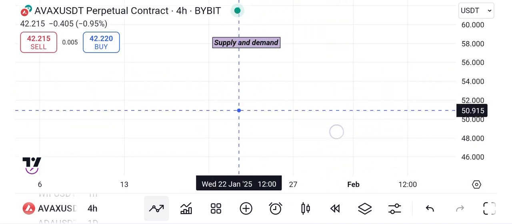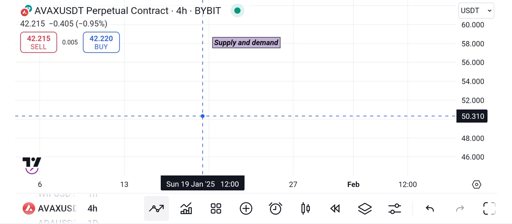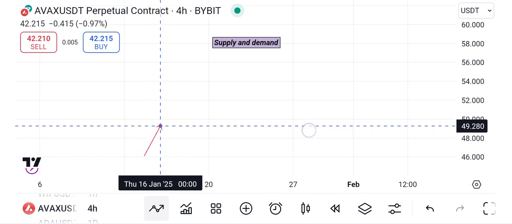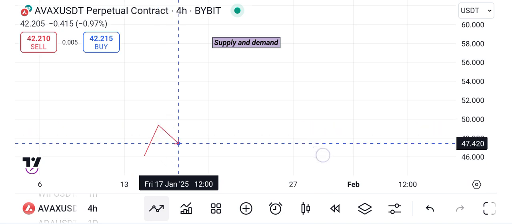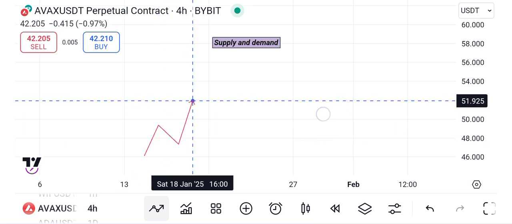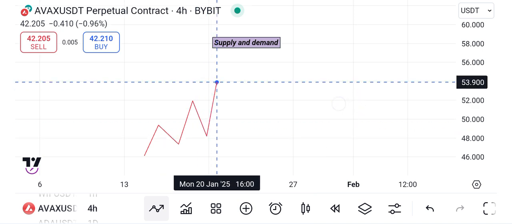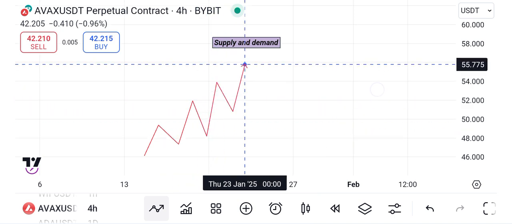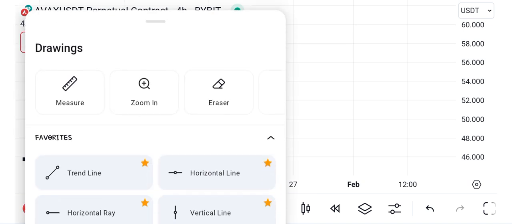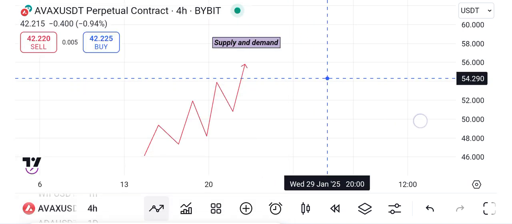Now, you need to have a basic understanding of market structure. I have a video on the channel so you can go with it, but I'll just give you a brief explanation. The basic market structure we know is that the market goes up and down: higher highs, higher lows, higher highs, higher lows, and we have an uptrending market. And for a downtrending market, we have a series of lower lows and lower highs.